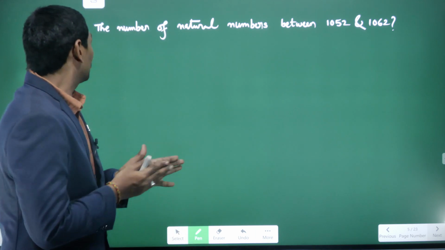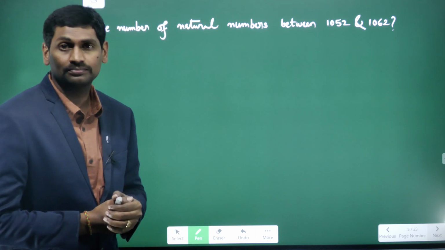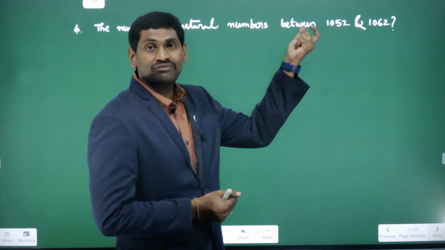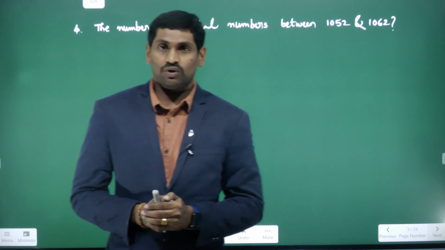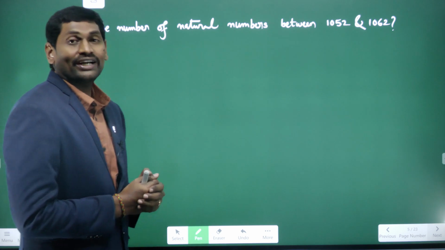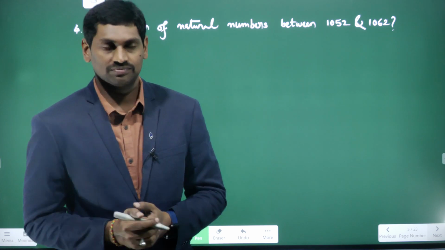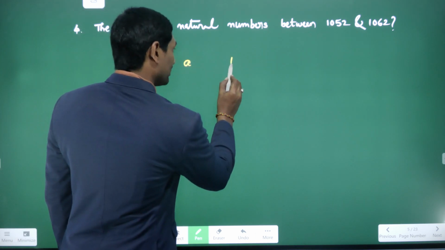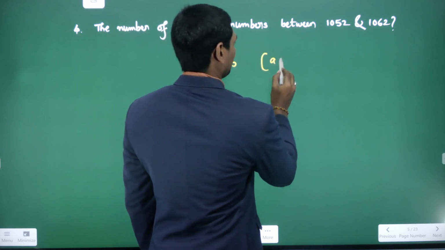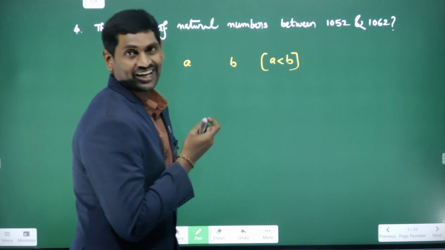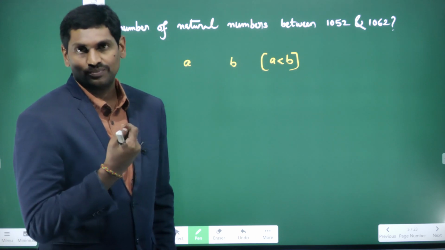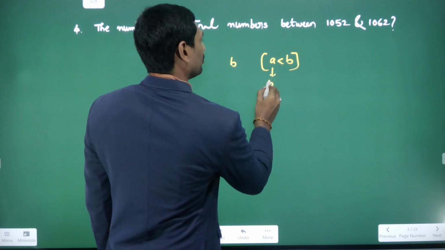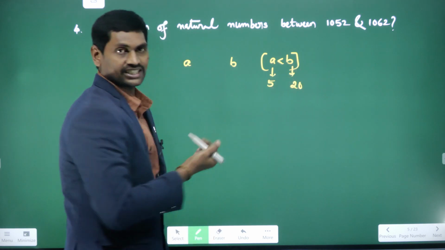See here, the number of natural numbers between 1052 and 1062. Now let us go through the concept once. How to find the numbers in between? Let A be a number and B also a number, where A is less than B, that means A is somewhat lesser than B. For example, take A value 5 and B value 20. Okay, does it satisfy the condition?